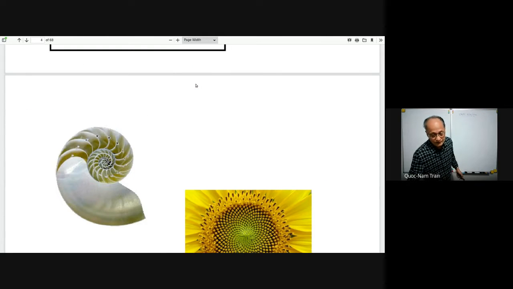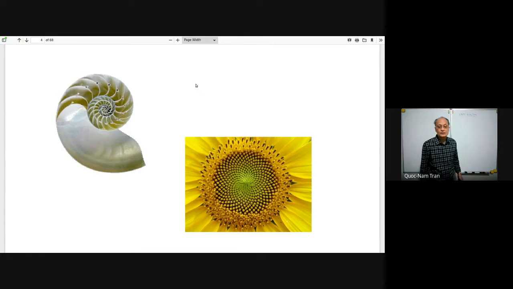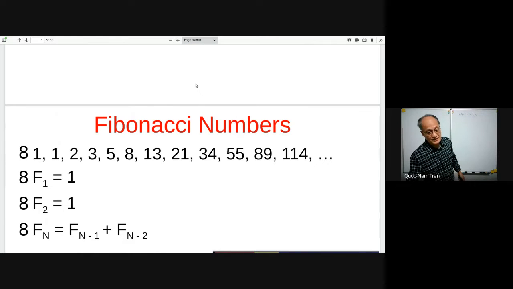Okay, now the next problem. What can you tell me about the problem when I show you these two pictures? It is for computing the Fibonacci number, right? The Fibonacci number is pretty simple, but it has many real-world applications, in finance, and in real-world situations like the sunflower we have here. So the Fibonacci number is very simple.